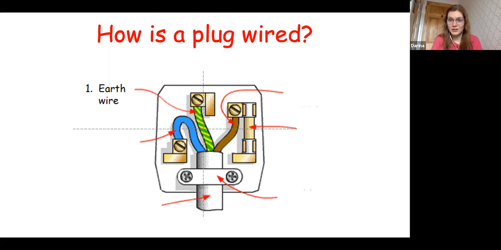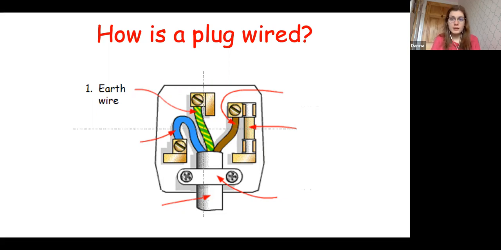It is for protection. It's used for safety. Basically, if there is a short circuit or the current gets too high because of this short circuit, the earth wire is a way of directing this extra current away from whatever circuit you have. So whatever device or thing the plug is connected to, and back down into ground. So nobody gets electrocuted. That's what earth wires are for. If there's a short circuit, it will direct any excess current back down towards ground.